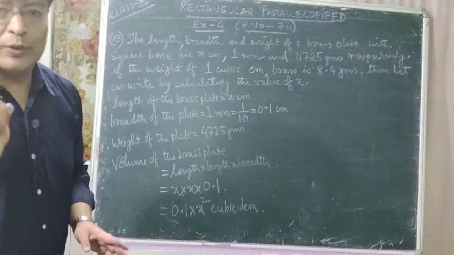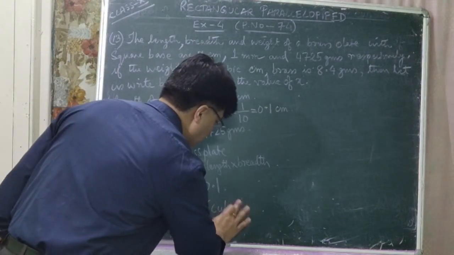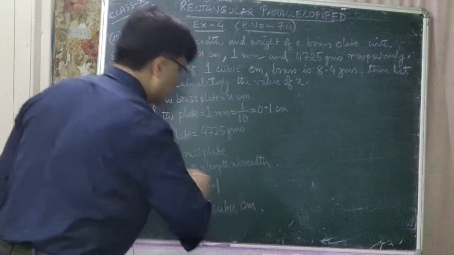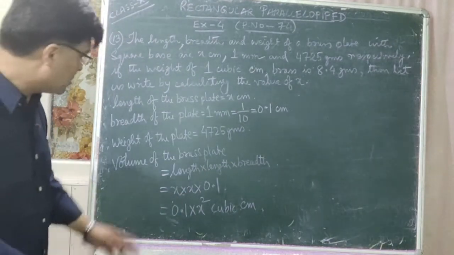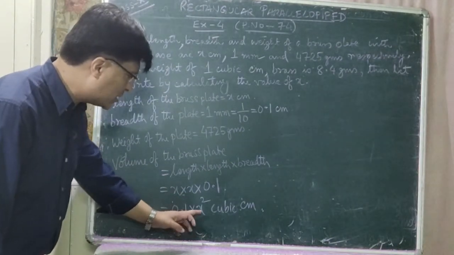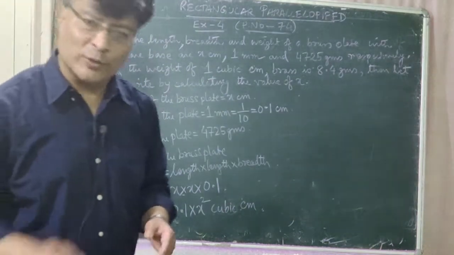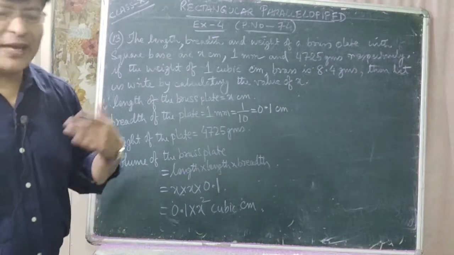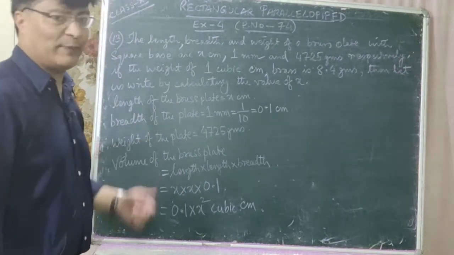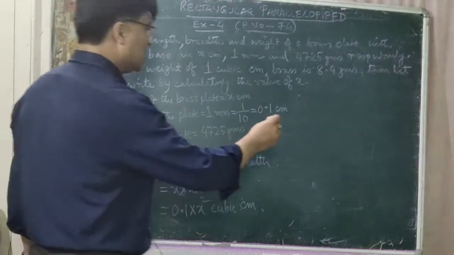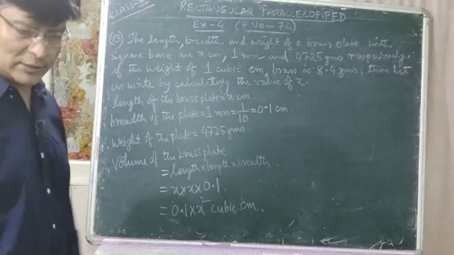So let us find out the weight of 1 cubic centimeter. This is cubic centimeter, not decimeter, right? So what is the weight of 0.1 into x square cubic centimeter? It is 4725 grams, from the question. So how can you find out the weight of 1 cubic centimeter of brass plate? Let us use the unitary method again. I think you have understood it, so you can copy it.